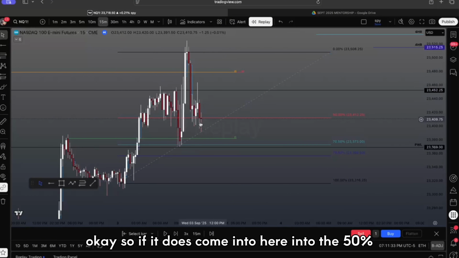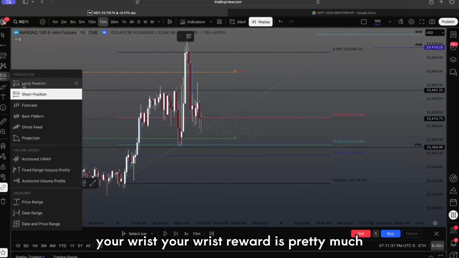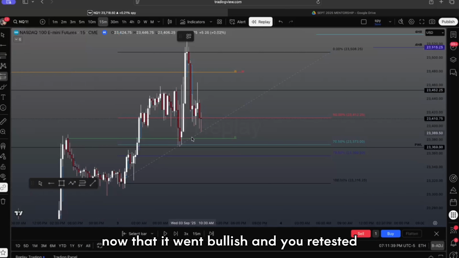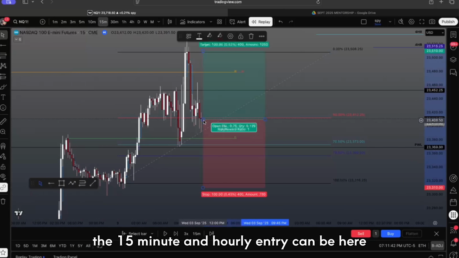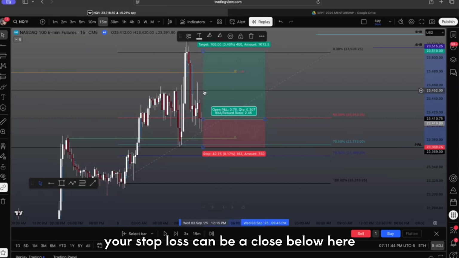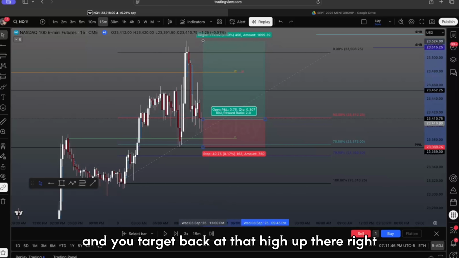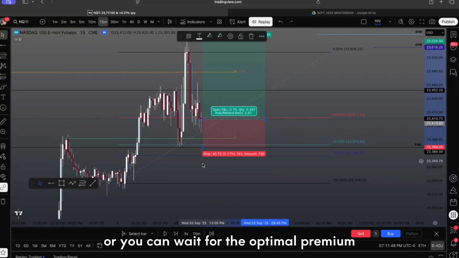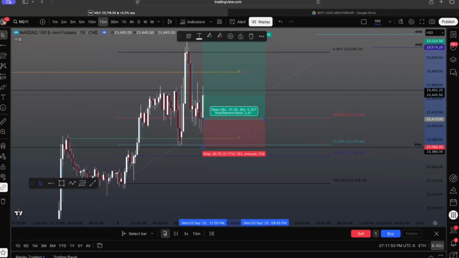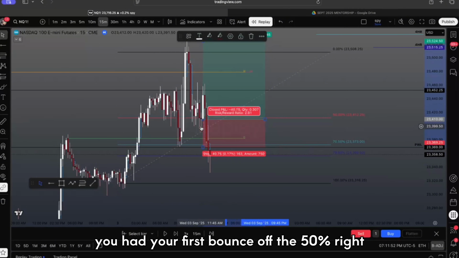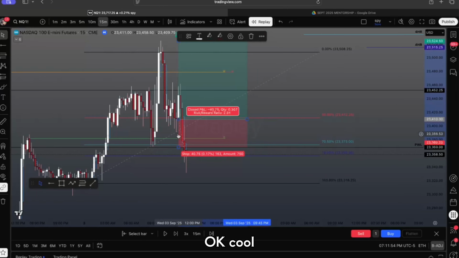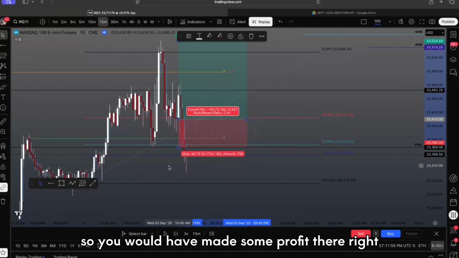Okay, so if it does come into here, into the 50%, your risk to reward is pretty much, now that it went bullish and you retest into the 15-minute and the hourly, your entry can be here, your stop loss can be a close below here, and you target back at that high up there, right? Or you can wait for the optimal premium, but let's see what happened. You had your first bounce off of the 50%, right? Okay, cool. So you would have made some profit there, right?